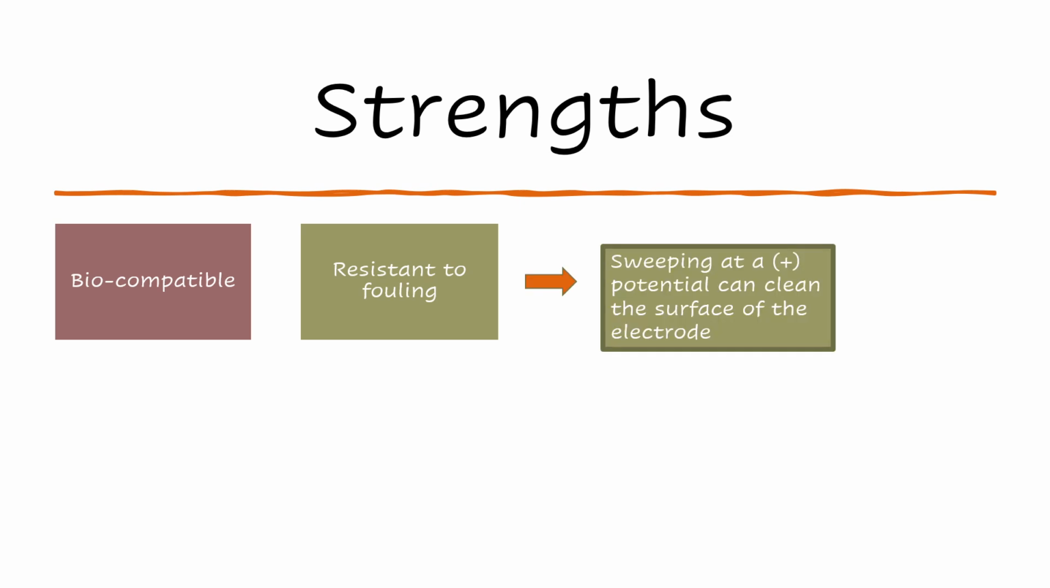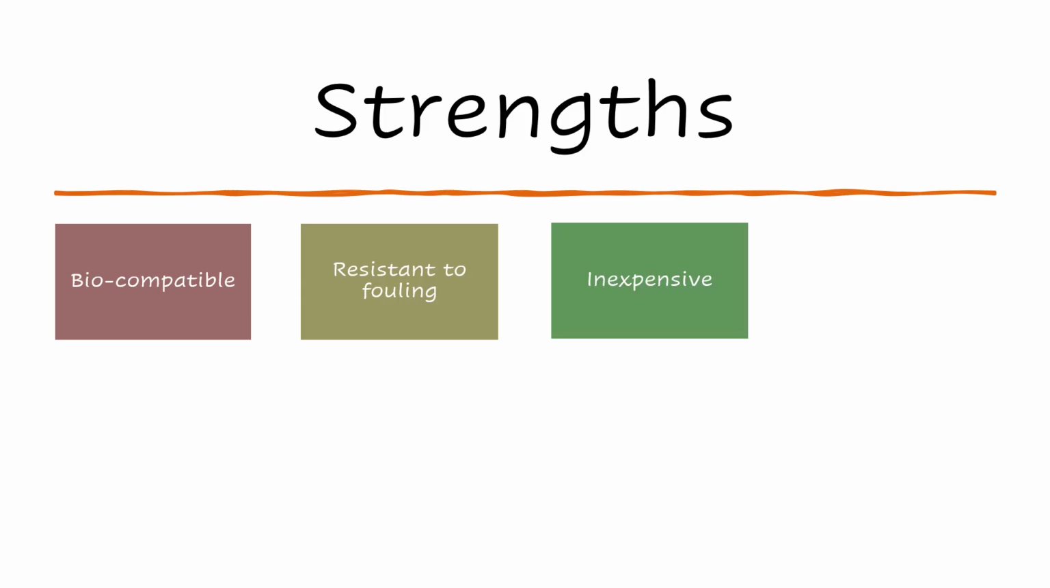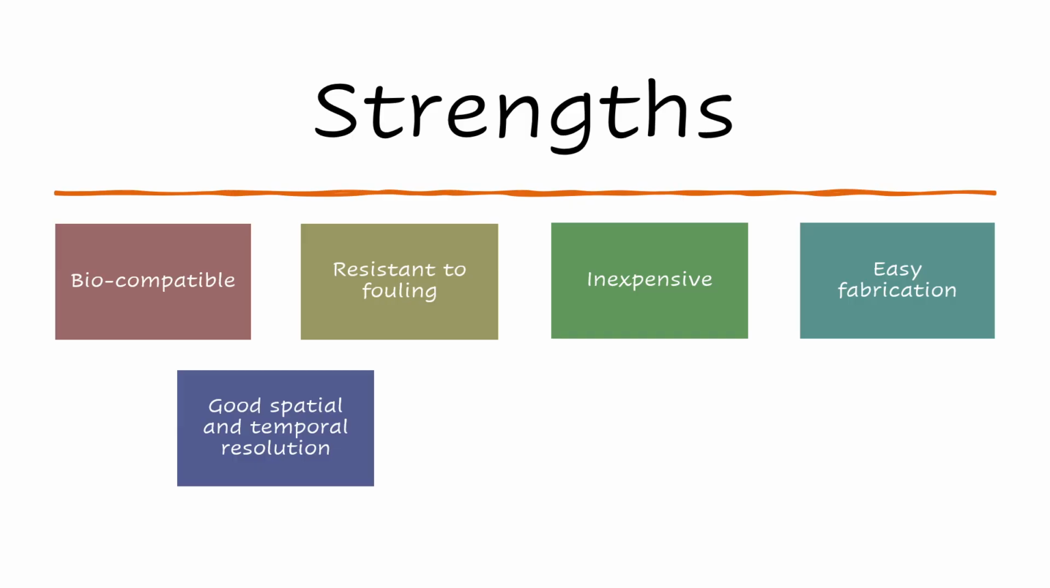Although carbon is historically known to foul, certain techniques such as fast-scan cyclic voltammetry allow the user to sweep over a range of positive potentials. These positive potentials can essentially clean the carbon surface of your electrode. Next, these electrodes are inexpensive and simple to fabricate. In terms of performance, they offer good spatial and temporal resolution.